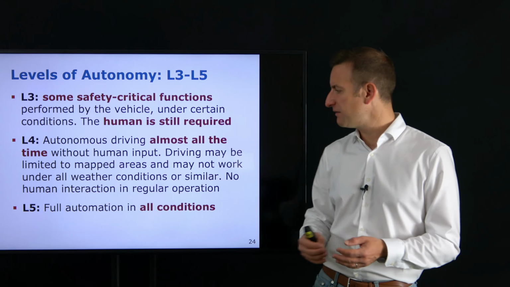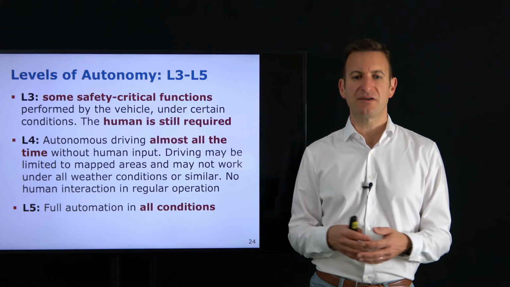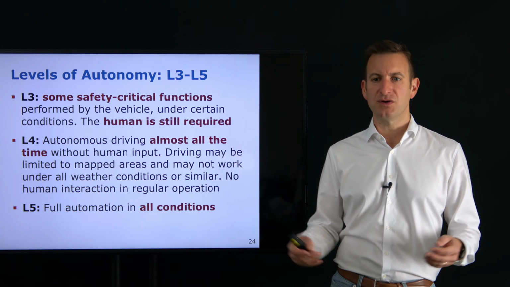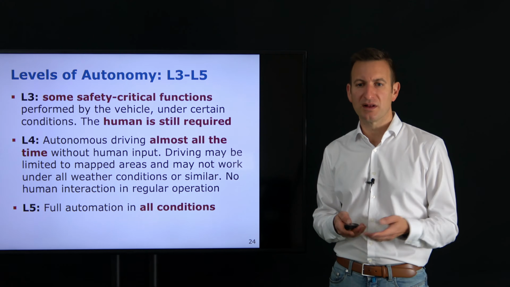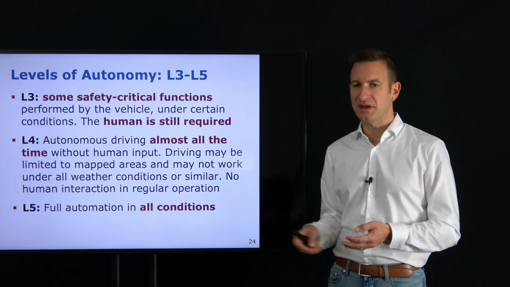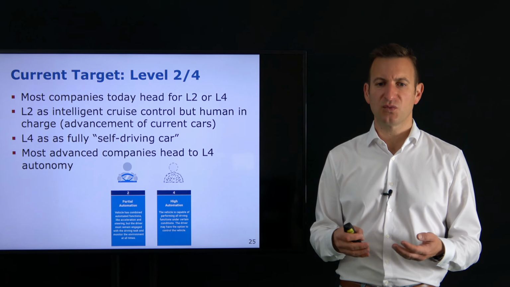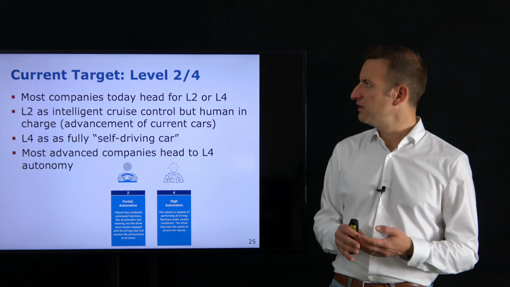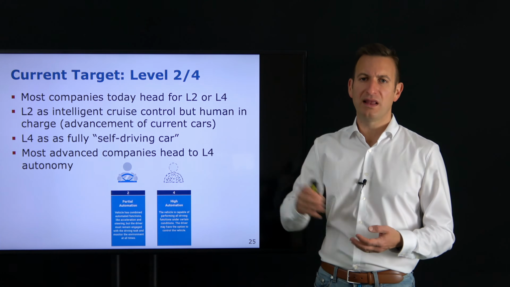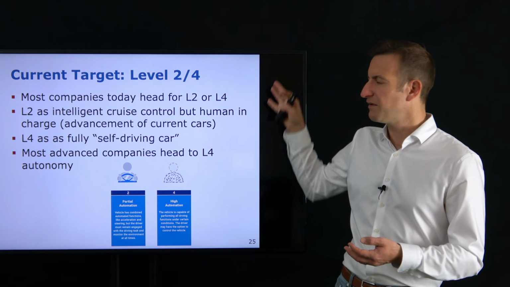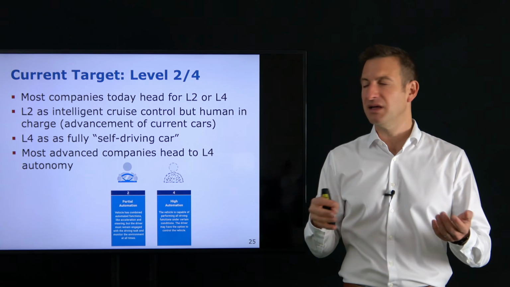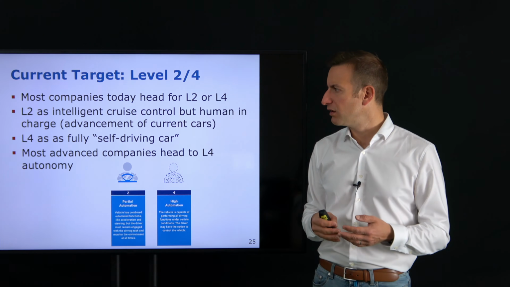And then finally, level 5 autonomy, we say we can drive under all conditions, no human required anymore, no steering wheel needs to be in that car. That would be level 5 autonomy. And if you look at most of the developments we see today, most companies either focus on level 2 or level 4 autonomy, of course with the final goal of achieving level 5 autonomy, but that is what they're currently working on.